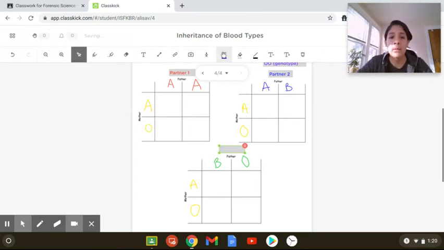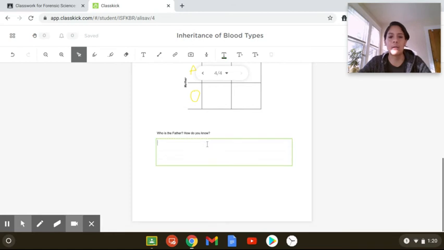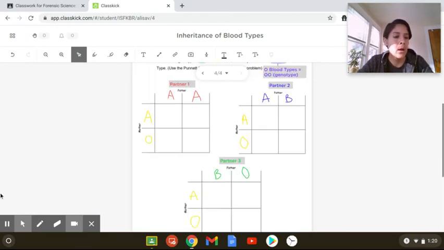Okay. And so once you figure out who the dad is, partner 1, 2, or 3, you're going to go ahead and write it right here. And you're going to say, I believe partner blank is the father because, and tell me how you know that they're the father.